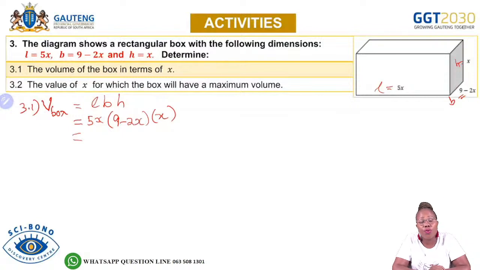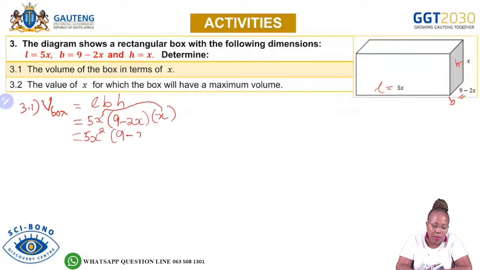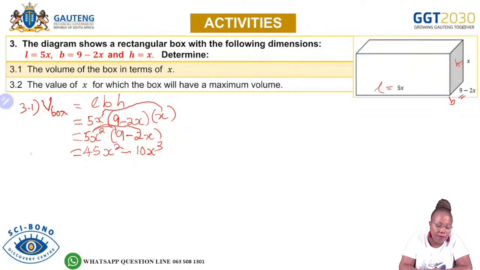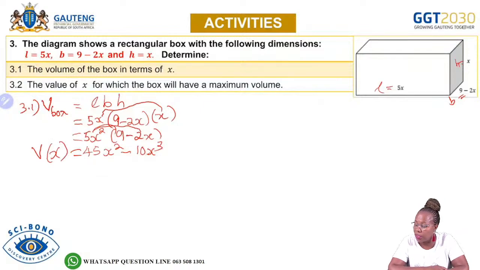And then now we need to multiply and simplify this. We can start with an x, maybe x by 5 there. That will be 5x squared. And then we can now bring in the 9 minus 2x to make life easier. 5x squared multiplied by 9 will be 45x squared. And then 5x squared multiplied by minus 2x will be minus 10x to the power 3. Therefore, that is the volume of that box in terms of x, grade 12. That is the expectation from that particular question.